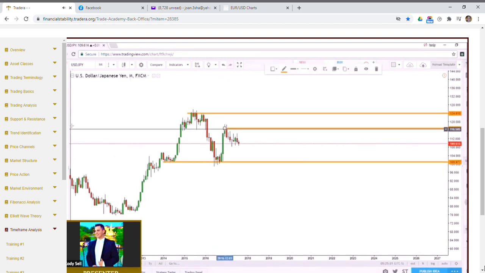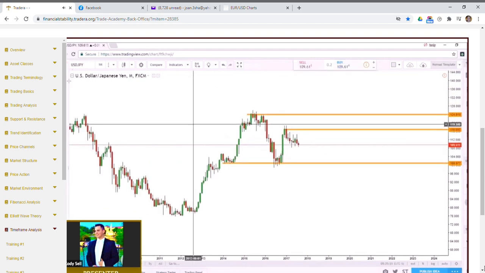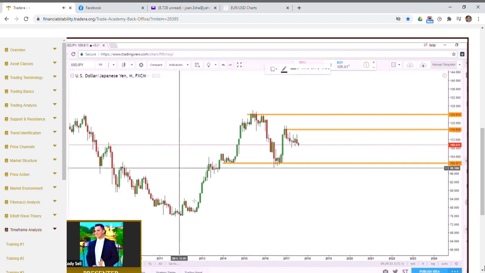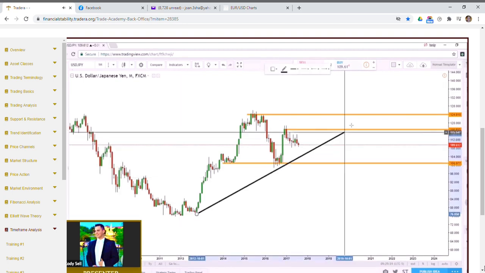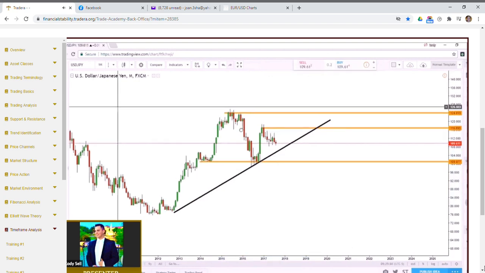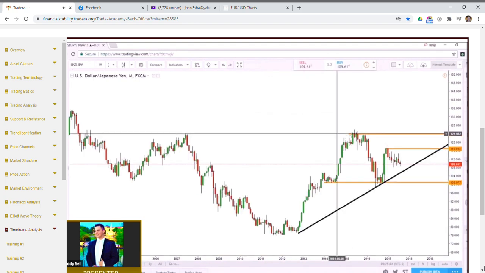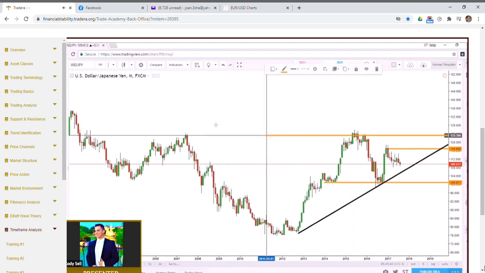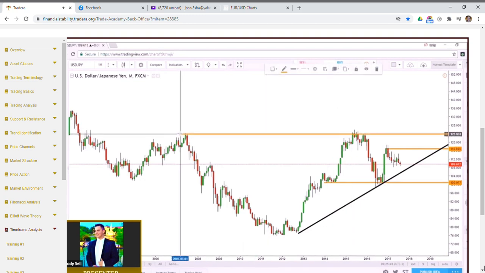Now, besides that, there's not too much more I'm going to mark. I will go ahead and mark this trend line up here. And look back here. Let's see, we've got a little bit more confluence for this resistance here. You guys can see all the way back.